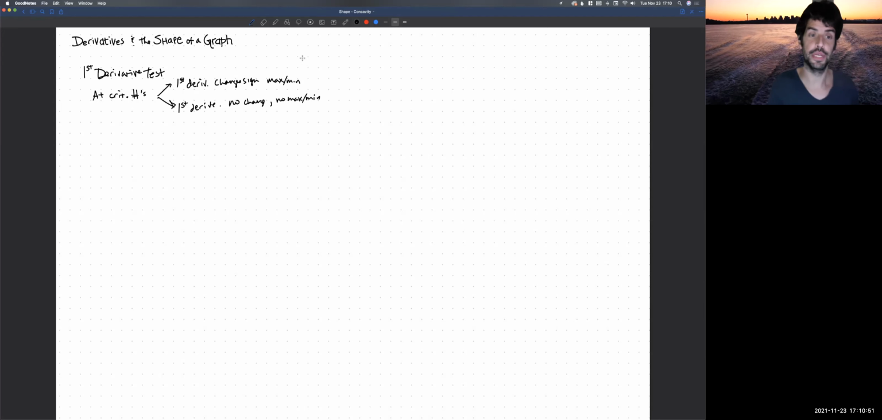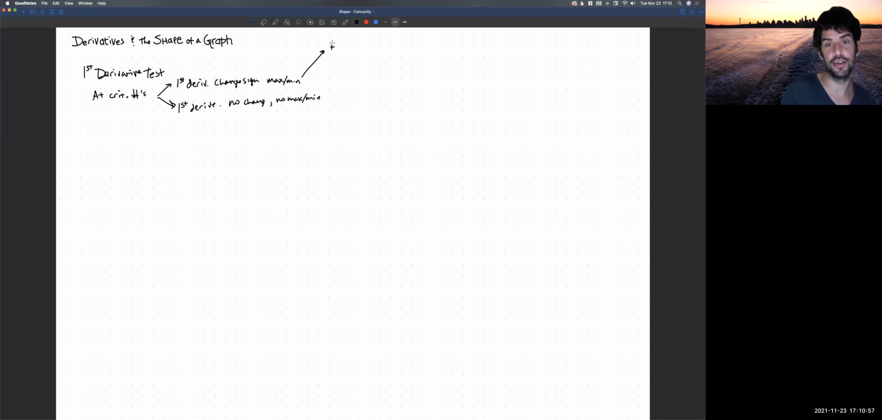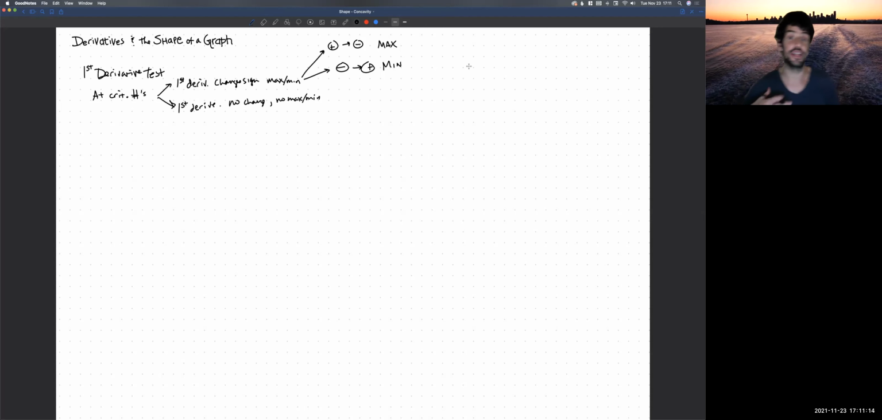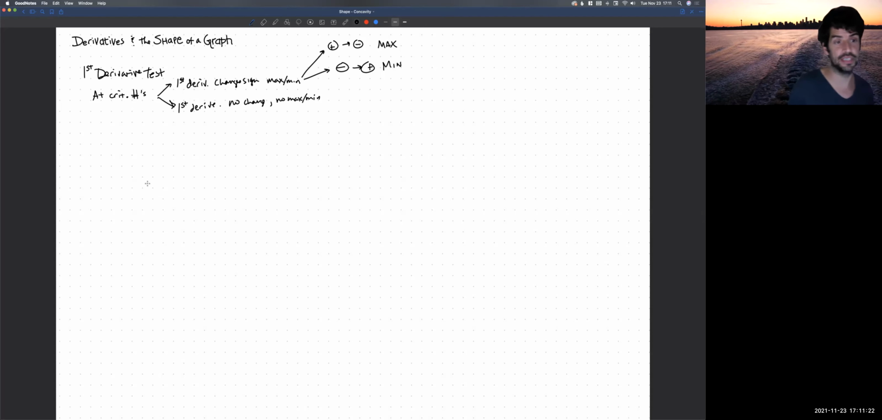Right? And then we can break down this first part even further, that if the first derivative goes from positive to negative, we're looking at a max. And if the first derivative goes from negative to positive, we're looking at a min, right? And this just gets into how the derivative tells us about the shape of a graph. In particular, the derivative tells us whether the graph is increasing or decreasing, okay? Now, this has to do with places where the function is continuous at the critical number and nearby.